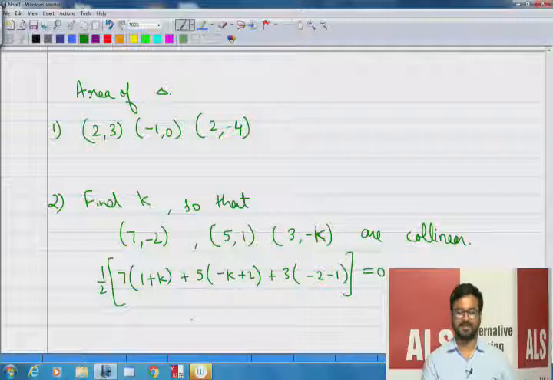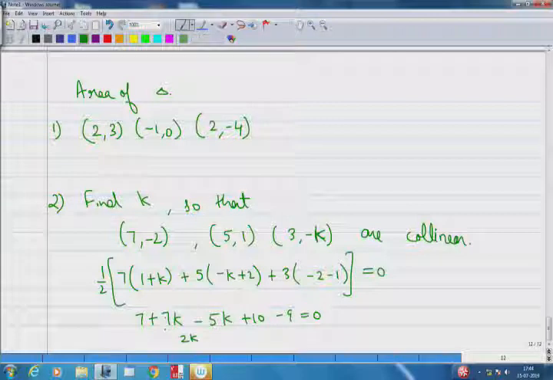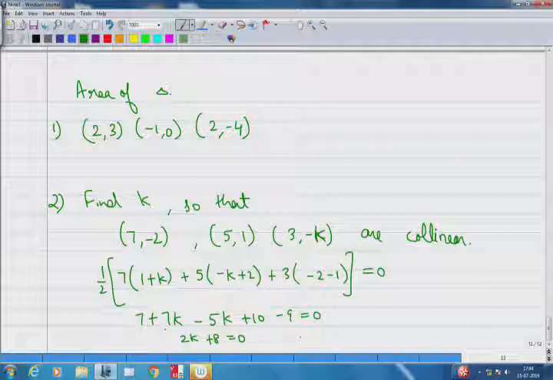This will be the expression. So if you do this, 2 will get multiplied with 0, that will become 0. So it is 7 plus 7k minus 5k plus 10, and this is minus 3 minus 9 equal to 0. So 7k minus 5k, that is 2k, 10 minus 9 is 1, 7 plus 1 is 8. So k is equal to minus 4. Okay, Kohima, that is right, and Tetso College, your answer was wrong initially.